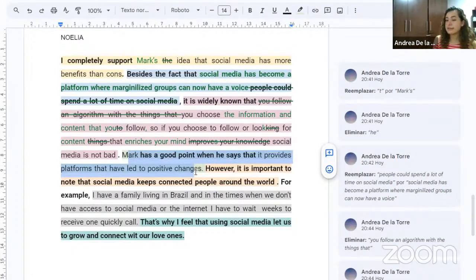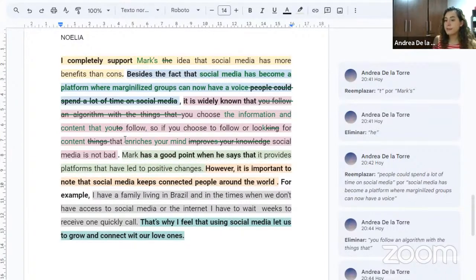Entonces, Sarah has a good point when she says that cyberbullying is damaging people's mental health. However, it's important to know that in other cases, thanks to social media, many people who suffer from mental diseases are recovering or are able to cope with their problems. And then you can give an example of that, right? We can give an example of how social media is helping people with mental diseases.